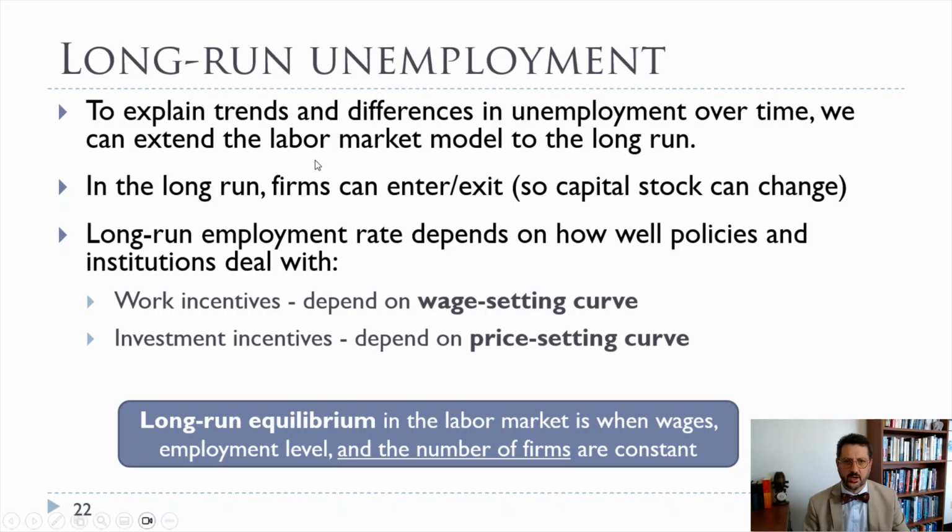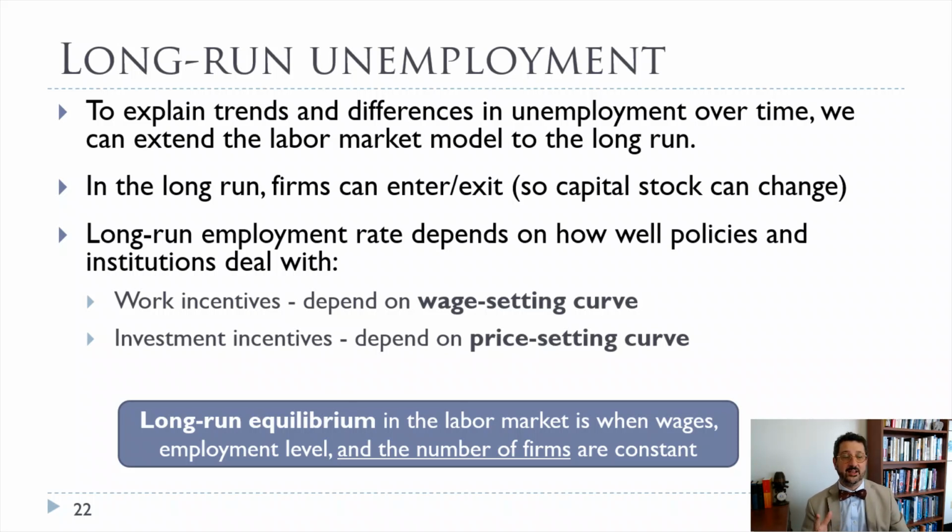And so we can think about those policies that either create incentives to work, right? That would move our wage setting curve. And we can also think about investment incentives for firms to increase the number of workers that they hire because they want to produce more. And that would be more related to our price setting curve. And so our long run equilibrium is obviously where our price setting and wage setting curves cross. And we can also think of that as where the number of firms are constant.